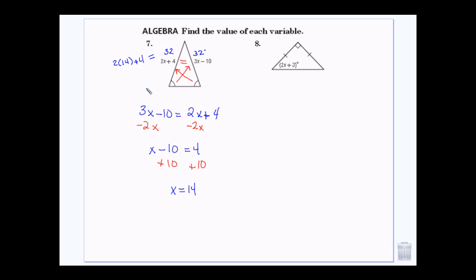So how did you get the 32? 2 times 14, oh okay, plus 4. Okay. Now this one's a little bit more complicated.